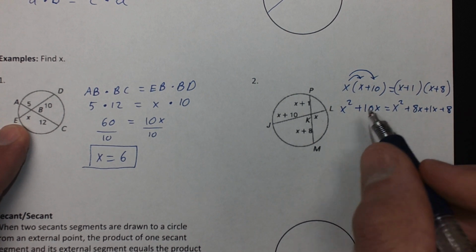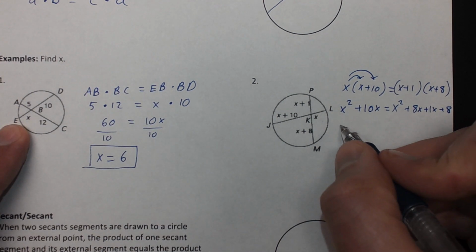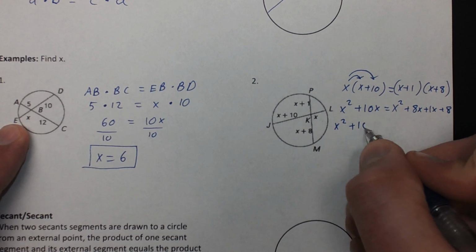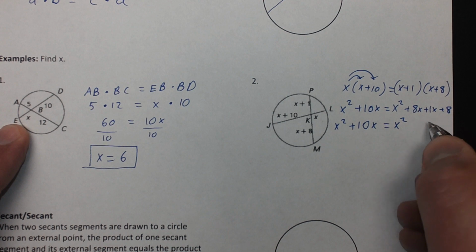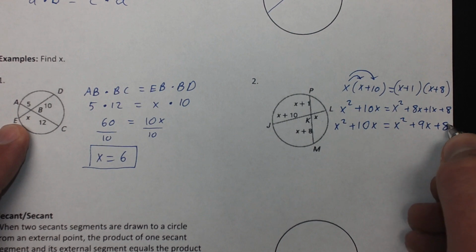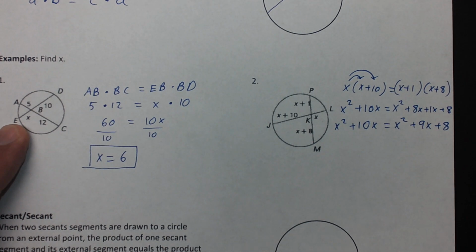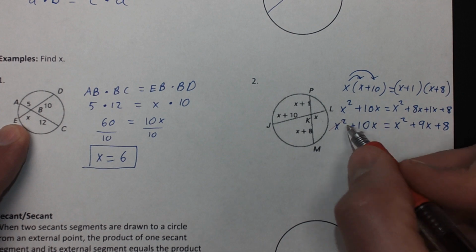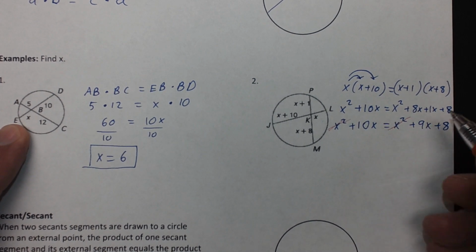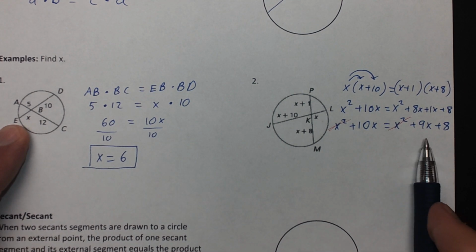So combine your like terms. x squared plus 10x equals x squared. The only one I can really combine is 8x and another x, which is equal to 9x. So I've now combined, and you would want to combine everything else that you can. Turns out you have an x squared on the left and an x squared on the right. They exactly cancel each other out, which is great. And you're left with 10x is equal to 9x plus 8.